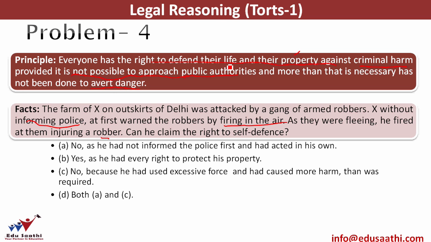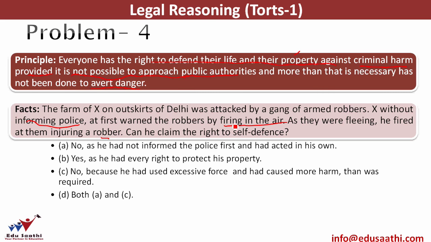You have a right to defend your life and your property, as in this case he was protecting his life and his farmhouse against the criminal harm which could be inflicted by the gang of armed robbers. He was protecting himself. The proviso means there is an exception to it: there was no time to approach public authorities. He should have informed the police personnel before attacking them, or even using his gun for warning them. And the necessary has been done to avert the danger.